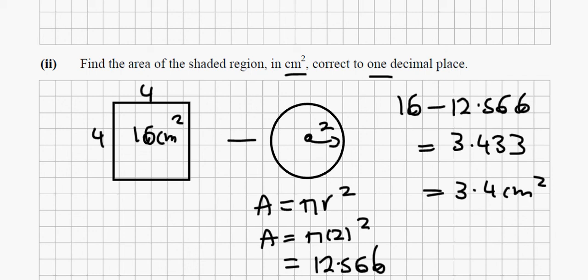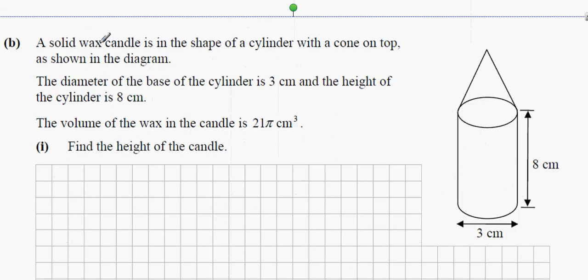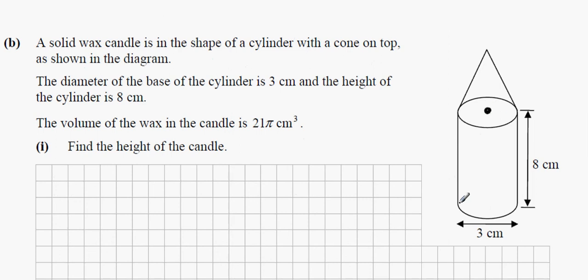The next question. A solid wax candle is in the shape of a cylinder with a cone on top of it. Now remember, both of them have the same radius. The radius is going to be 1.5 for both of them, because the diameter is 3, and the radius is half that, so it's 1.5. Okay, the diameter of the base of the cylinder is 3 centimeters and the height of the cylinder is 8 centimeters. The volume of the wax in the candle is 21 pi centimeters cubed. Find the height of the candle. Okay.